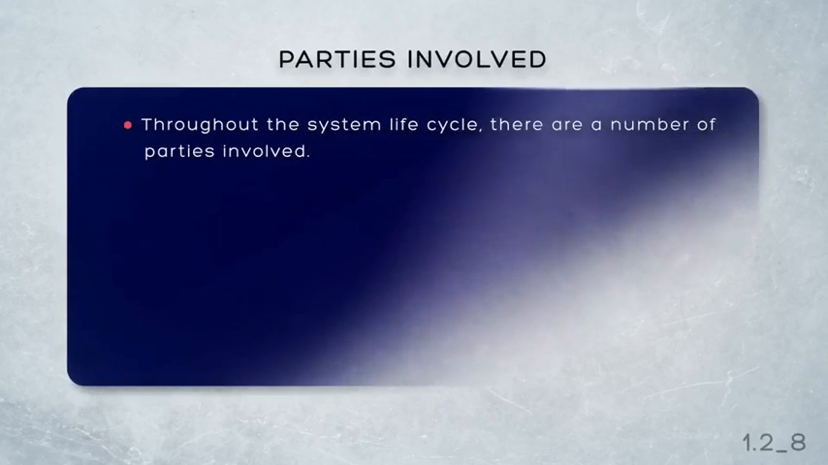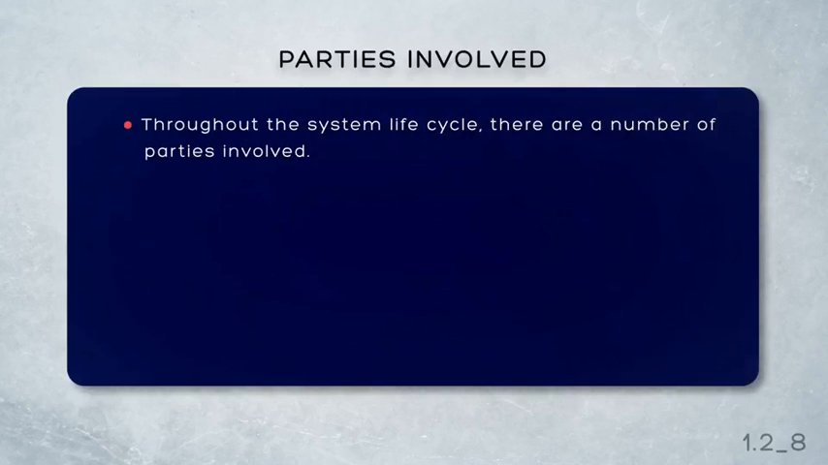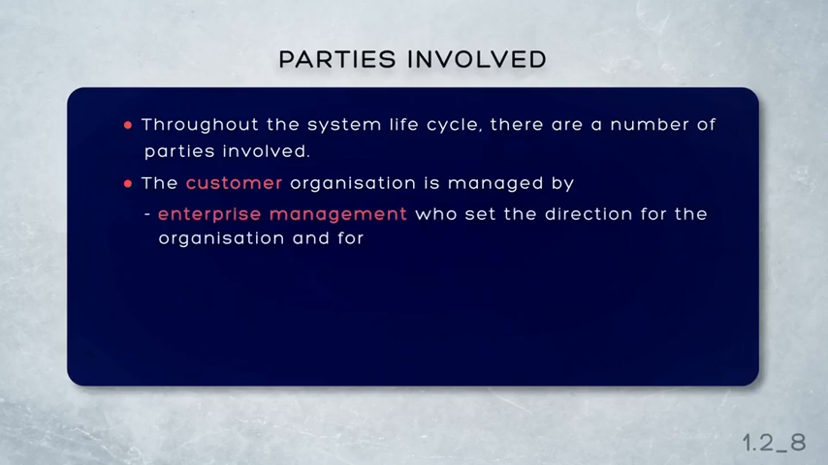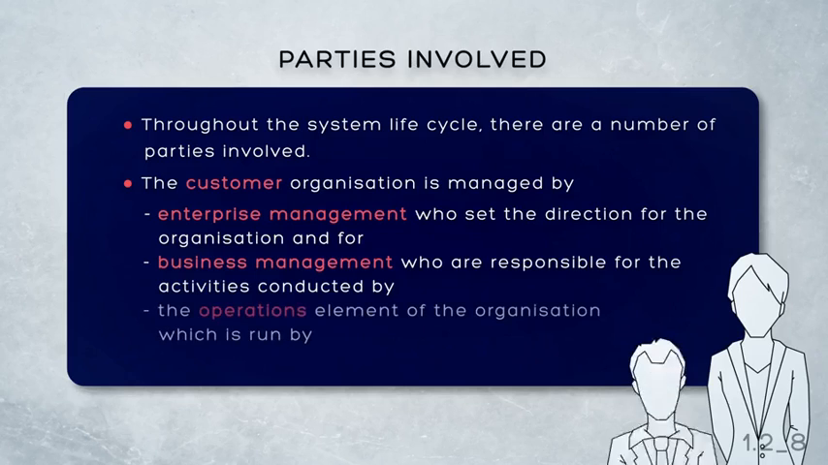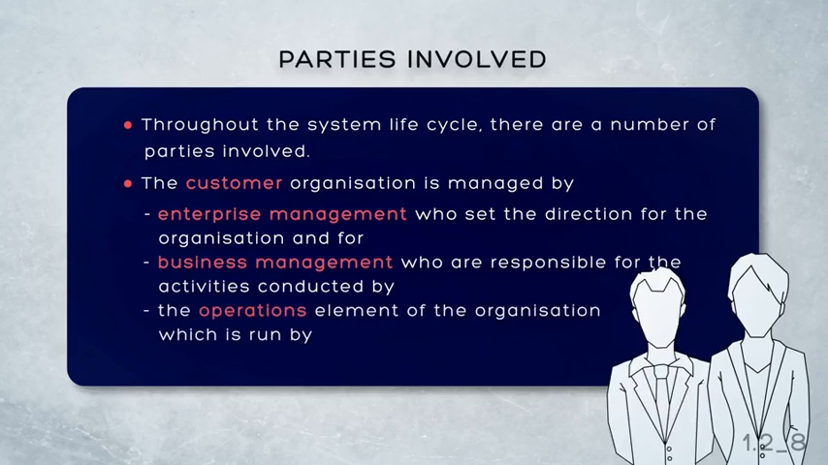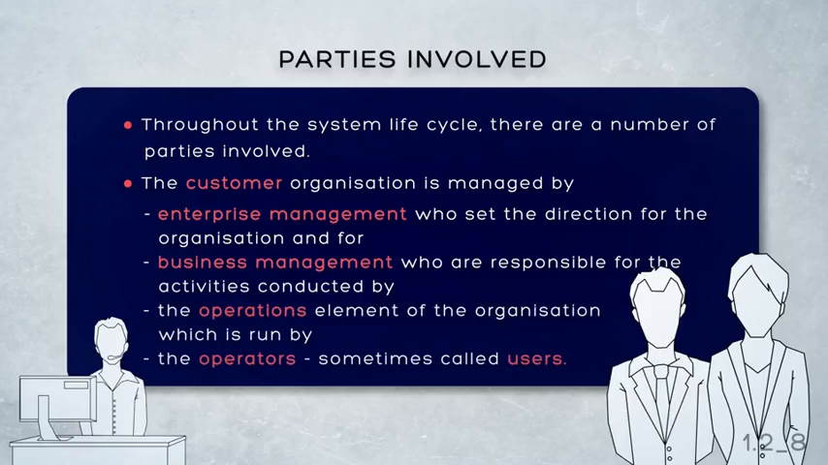Throughout the system life cycle, there are a number of parties involved. First, of course, there's the customer organisation. They're managed by enterprise management, who set the direction for the organisation, and pass the tasks to business management, who are responsible for the activities that are conducted by the operations element of the organisation, run by the operators and sometimes called the users.